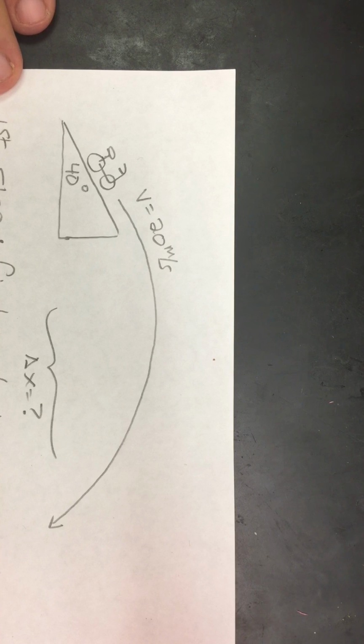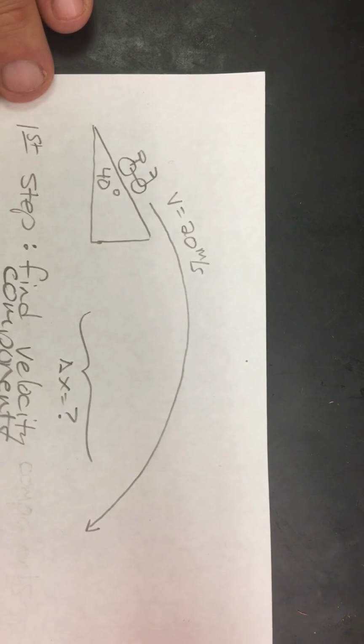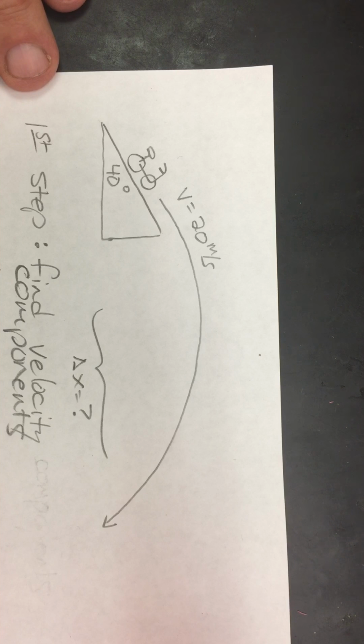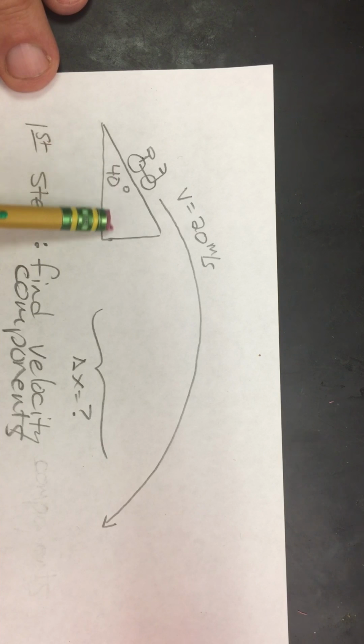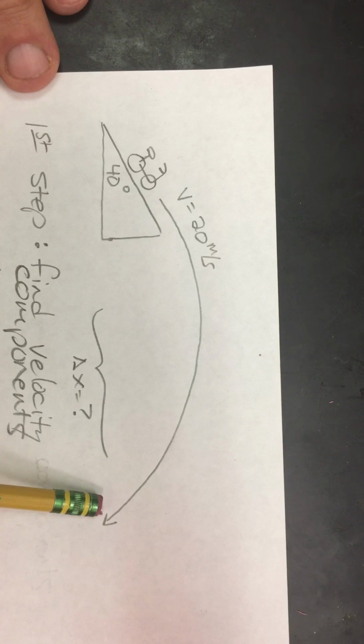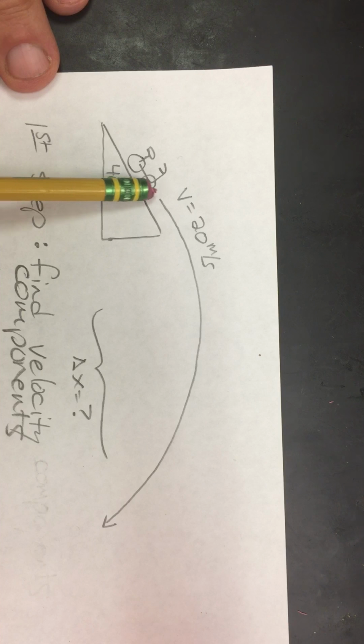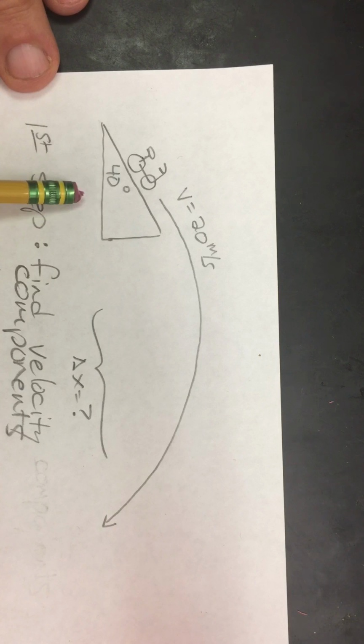The first step is different than the first step of the horizontal projectiles. We have to know the Vx and the Vy components. We have to know how fast the shadow is moving across the ground, and we need to know how fast it's rising in altitude as it goes up the ramp.